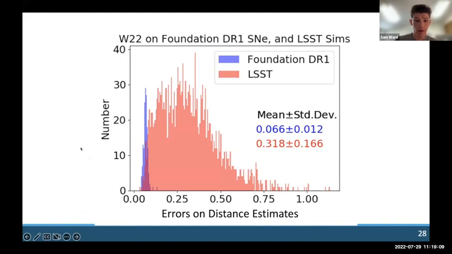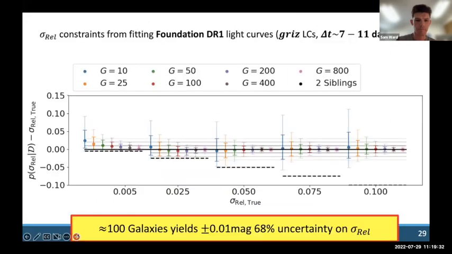When we look at the typical errors on distance estimates from fitting each supernova for the Foundation DR1 light curves, you can see you expect the distance errors to be less than 0.1 mag. They're all grouped here. Whereas if you fit these LSST WFD light curves, on average, you're getting a much larger error on the distance estimate. And this can be attributed to the much lower photometric cadence. So what does this imply about the posteriors you get on the relative intrinsic scatter?